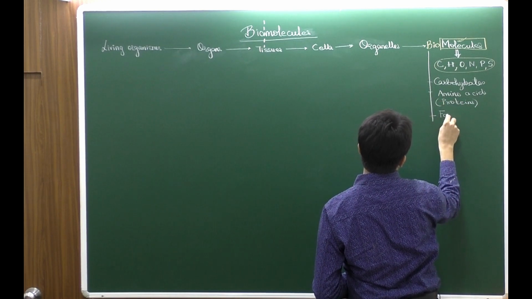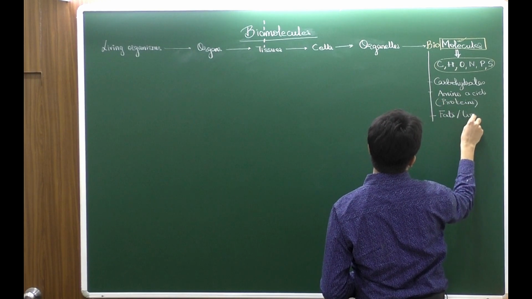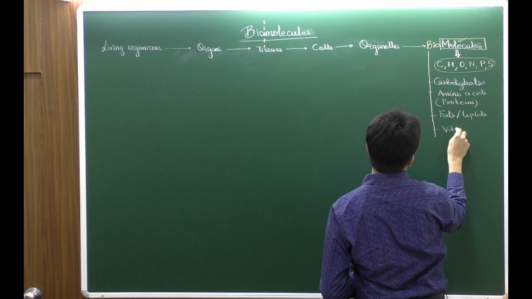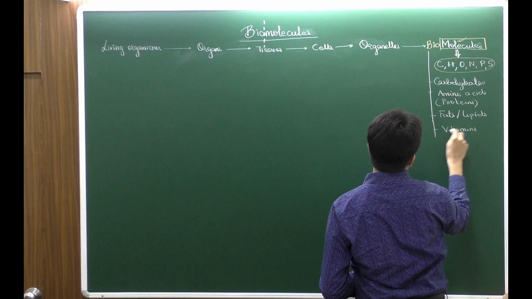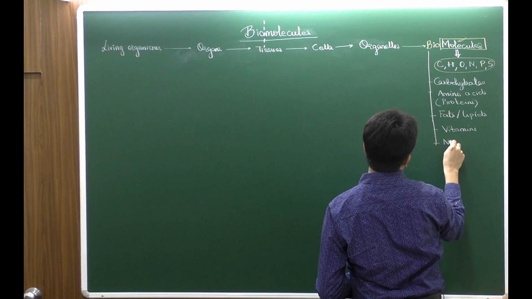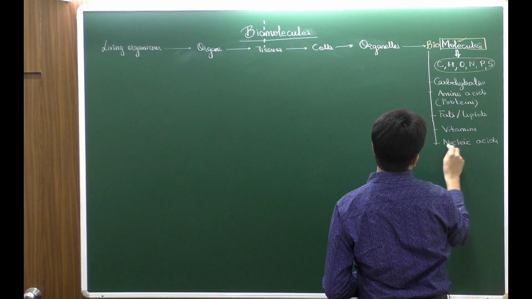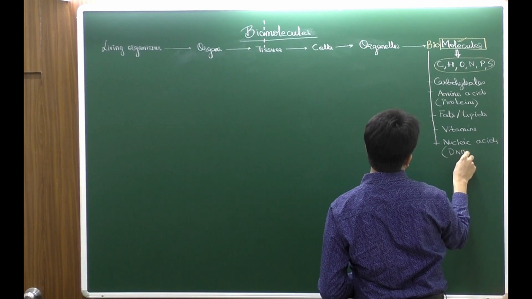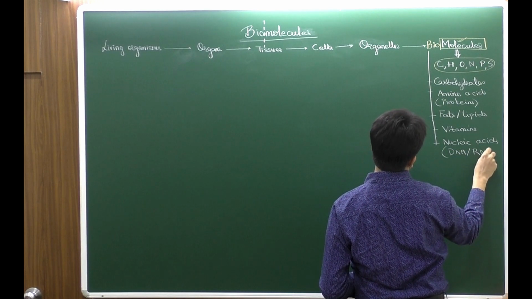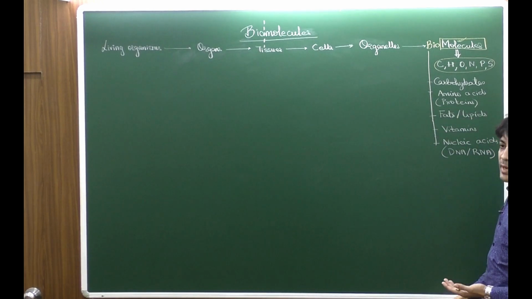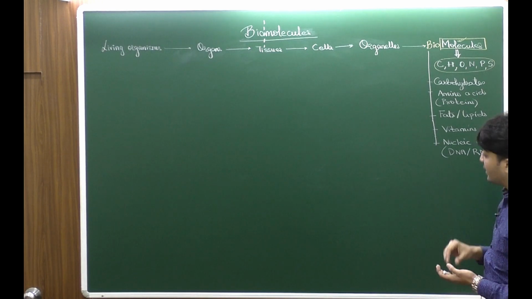Then we have fats, which are also referred to as lipids. Then the smaller biomolecules like vitamins. And the nucleic acids, which carry the inherited genetic information and consist of DNA and RNA. Clear? So these are the various important biomolecules which we are going to refer to in this chapter, and each section is discussed in much detail.